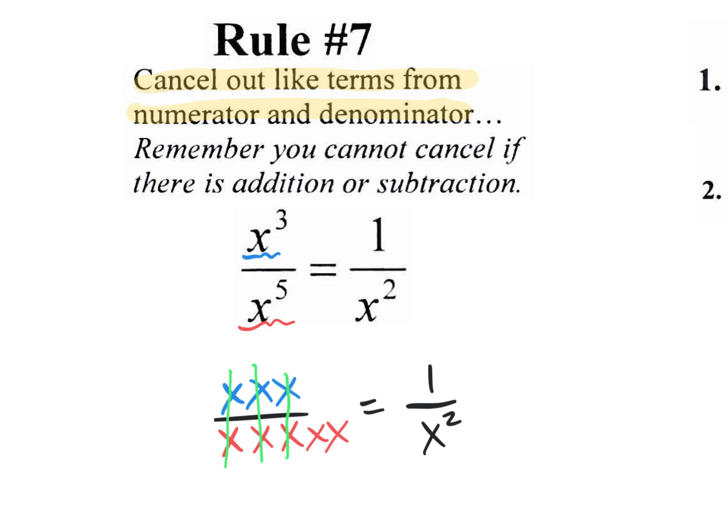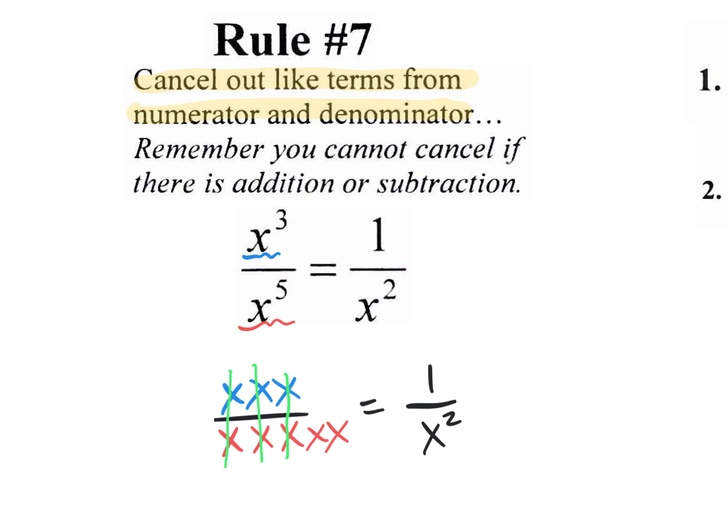So I hope everybody wrote down the rule. Rule 7, cancel out like terms from numerator and denominator. This is also sometimes referred to as the subtraction of exponents rule, because in reality, what you're doing in your mind is subtracting, right? It's a waste of time to actually show this. The bottom line is you got 5 x's on the bottom, 3 on the top, 3 cancel with 3, there's going to be 2 left over on the bottom. So I never actually show this work.